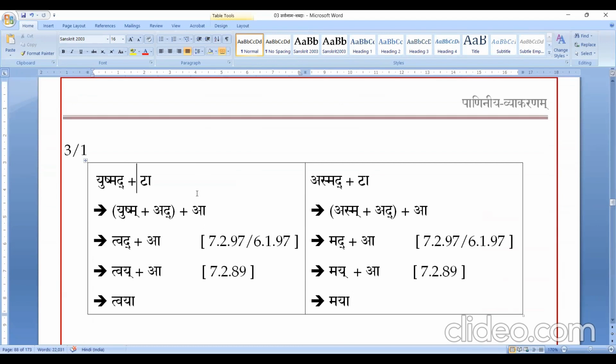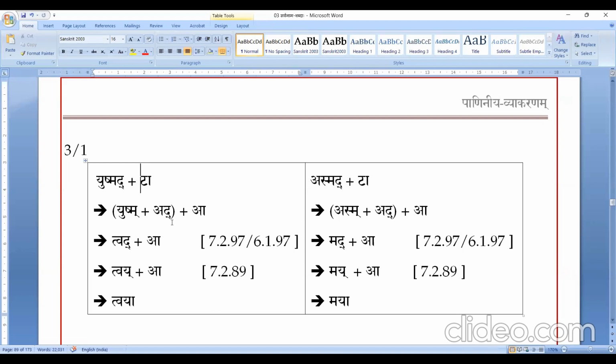Ishmad plus Ta. Here there is, you can see. So, it gets Yakara Adesha, therefore Sheshe Lopaha will not apply. Ishmad plus Ta, only one method. Ishmad plus Ta, Asmad plus Ta.